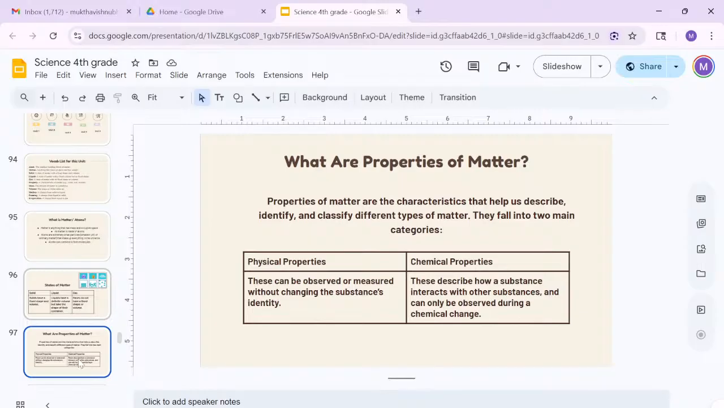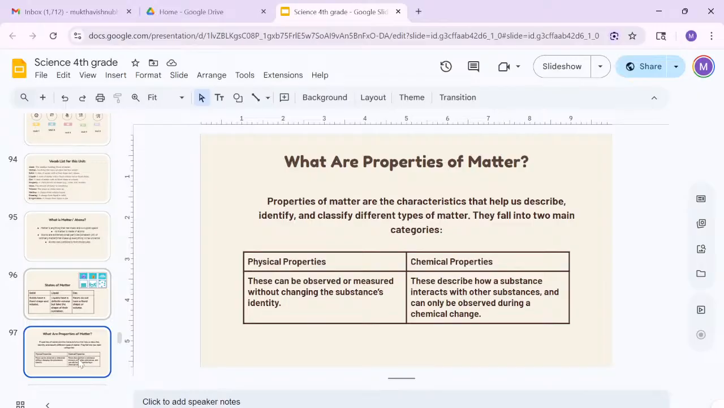What are properties of matter? Physical properties can be observed or measured without changing the substance's identity. This means that even if you take a piece of paper and rip it apart and cut it up, it's still paper. Even though it looks different, it is still paper. No matter what you do to it, it's still paper.